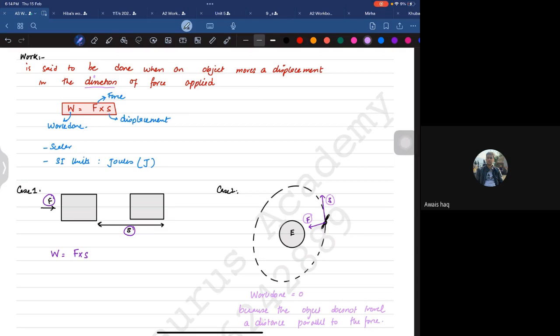Is it clear, Asma? Very good. Always remember that. Do not forget this point. Your displacement must be parallel to the force. Now check this one out then.